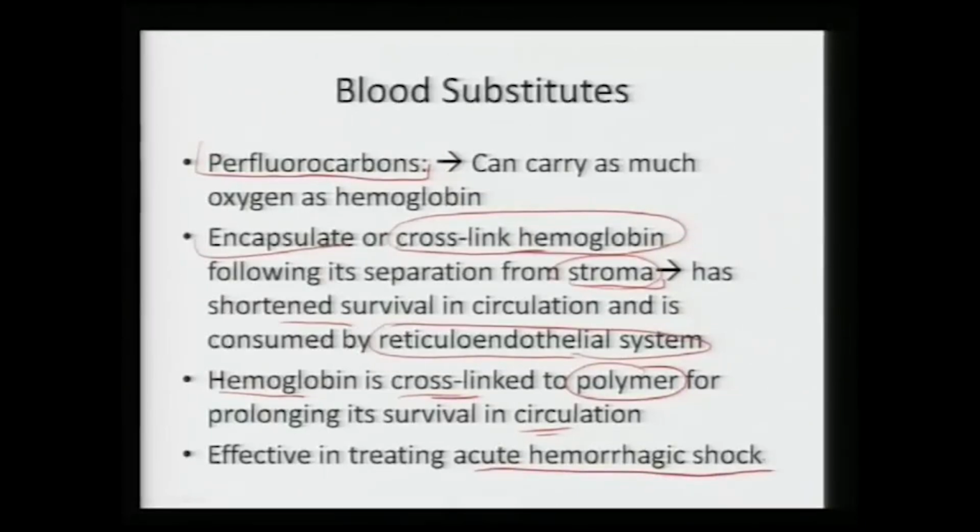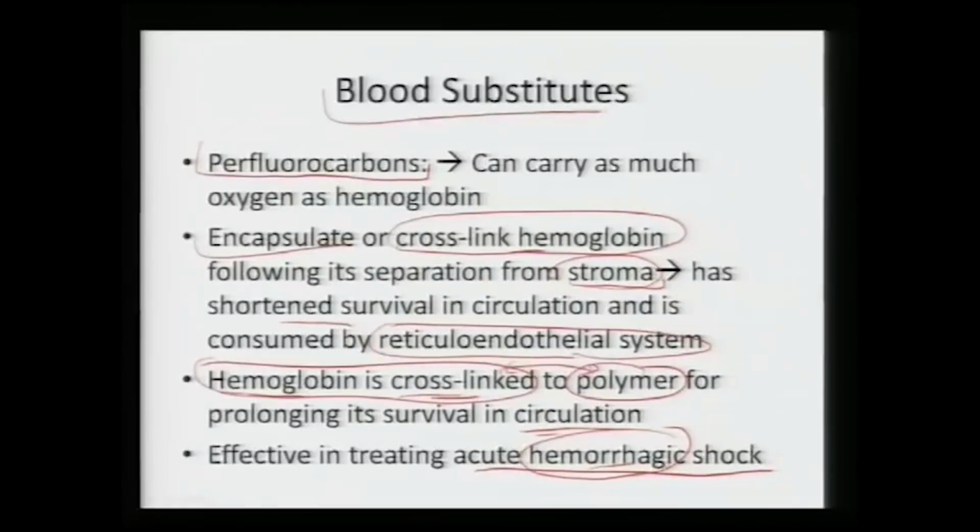So, where there is much more difficulty in treating a particular hemorrhagic shock, we can supply hemoglobin which is cross-linked to the polymer, and it can reduce the damage when released into the circulation stream. In certain hemorrhage cases, it can be effectively applied once it is cross-linked to a certain polymer, because that will prolong its overall survival time in the circulation. So, that can assist in recovery.